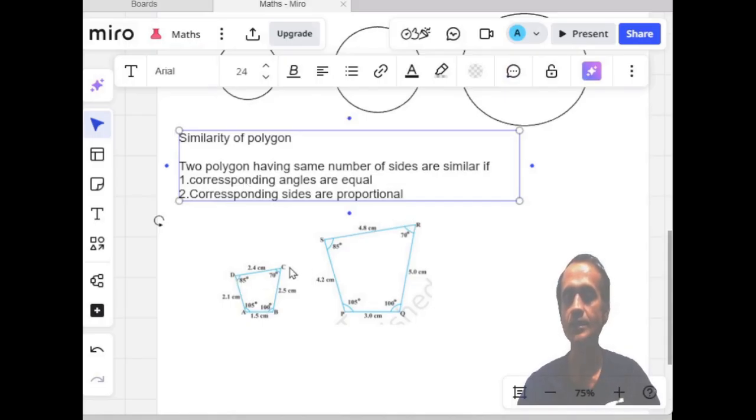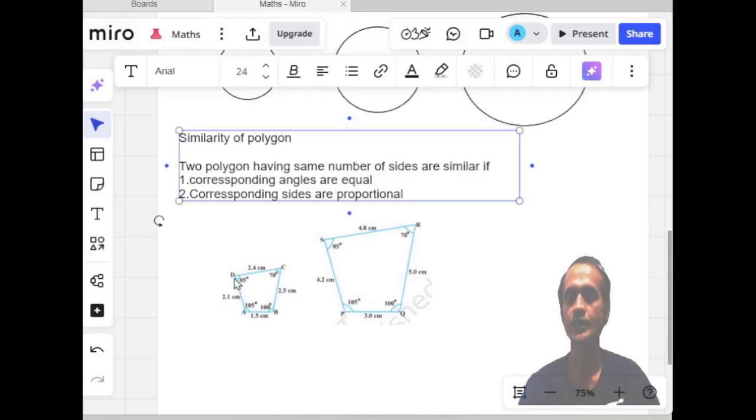Now let us see the dimensions of the sides. This is 2.4, this is twice that, 4.8. This is 2.1, this is twice it, 4.2. This is 2.5, this is 5. This is 1.5, this is 3. So the corresponding sides are in the ratio 1 is to 2.